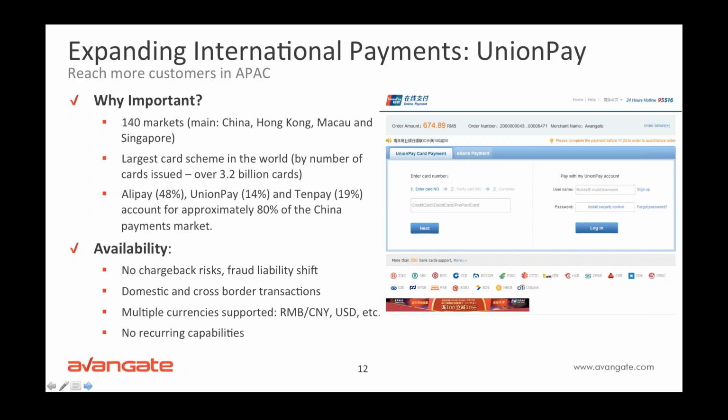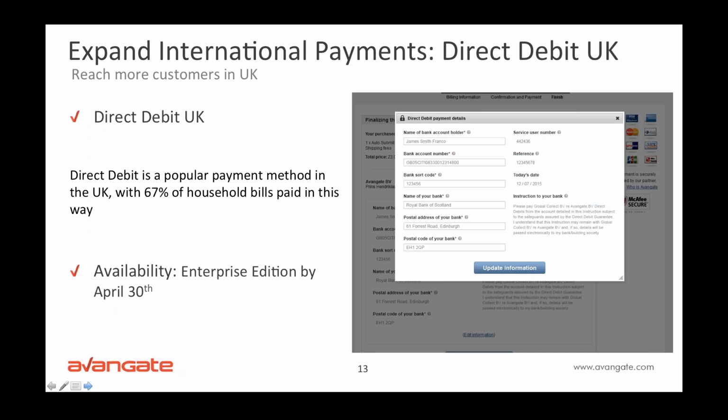The second bit we wanted to talk about is expanding into the UK, which is direct debit. For those of you who are selling to the UK, you know that direct debit is a hugely popular payment method. 67% of household bills get paid this way. We will have it turned on for Enterprise Edition accounts, and it should be available by the 30th of April. This provides a very seamless way of having direct debit turned on within the payment methods, as you can see from the screenshot here. If there are any questions on these payment methods, please type them in, and we'll catch them as we go along.